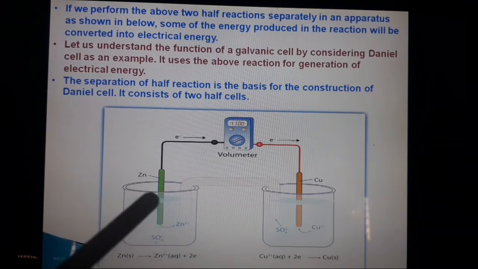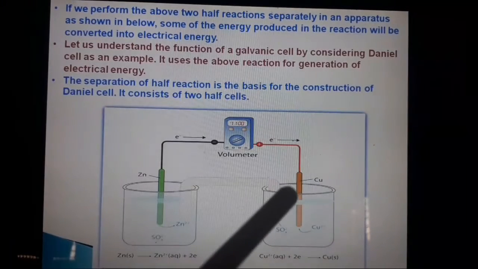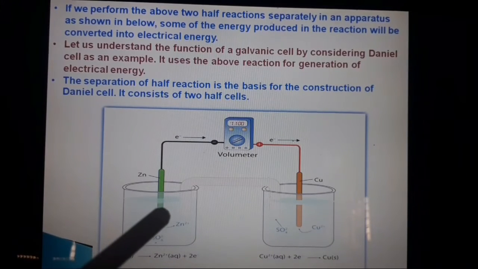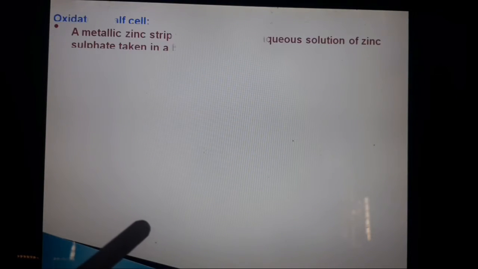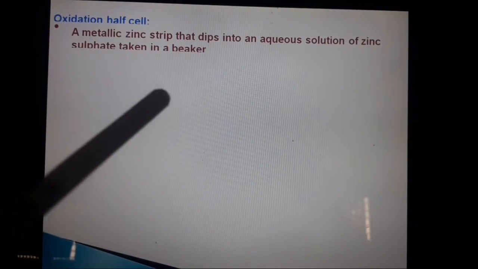Okay, in this reaction, zinc releases the 2 electrons and the electrons move to the other electrode. The other electrode has copper 2 plus which accepts 2 electrons and changes to copper. Copper is deposited on the copper electrode. In the zinc half cell, oxidation is taking place and zinc is converted to zinc sulfate. Okay, this is the working method.